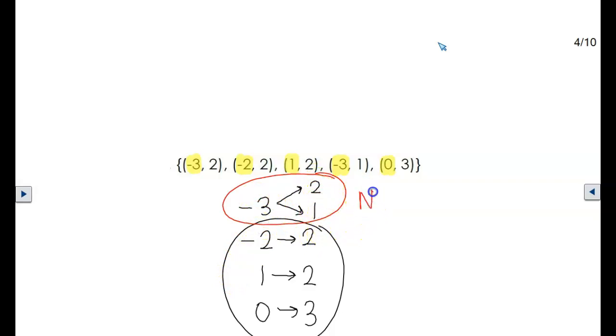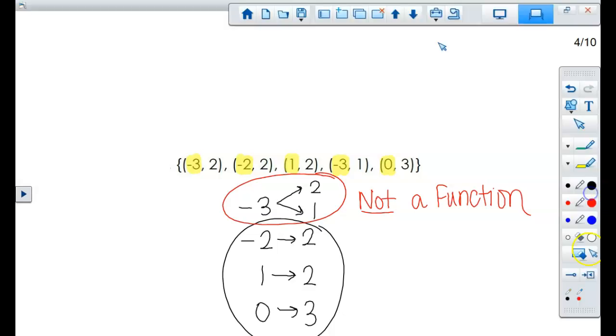So because of this, this one is not a function. Not a function. Because we have one x that is trying to make connections with many different y values. It should only make a connection with one and exactly one y value. So that's the difference. You want each of the x's in your ordered pairs to connect with one and only one y value. It can't connect with two different y values like that negative 3 does.